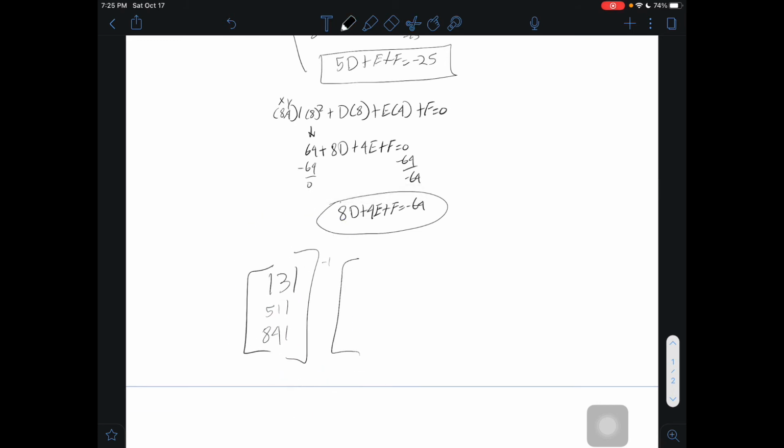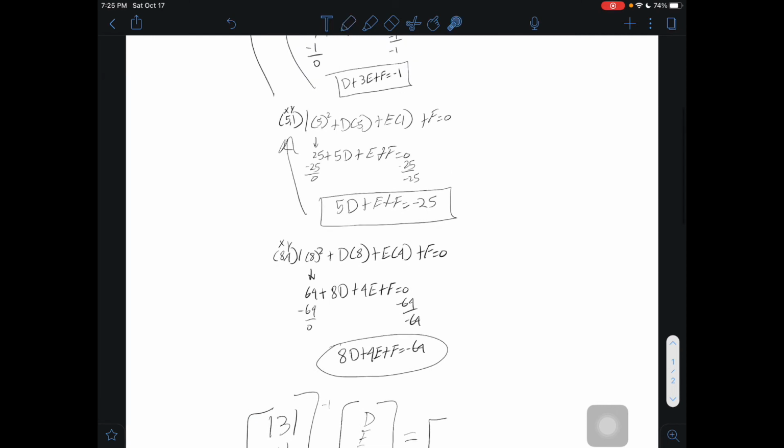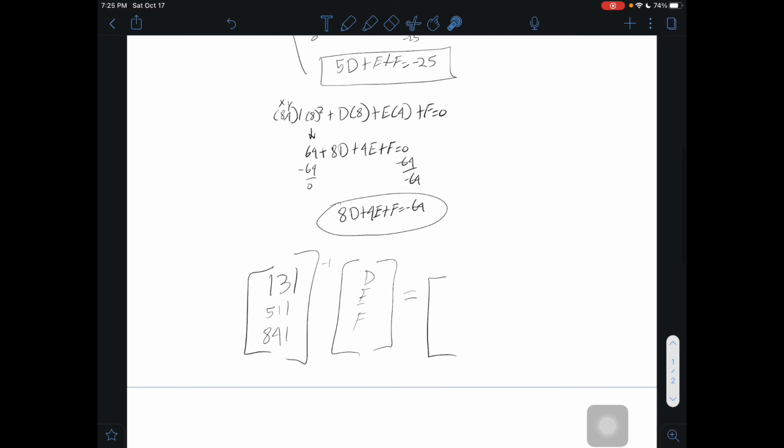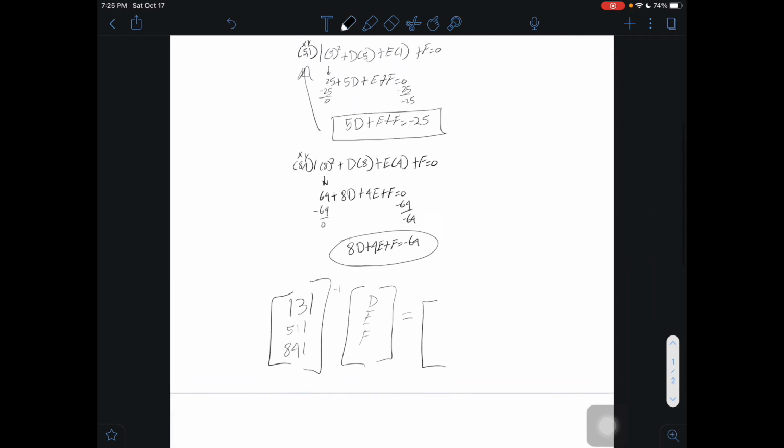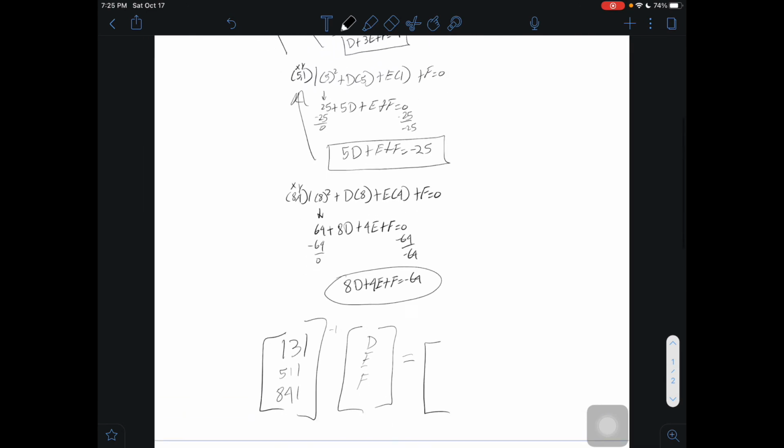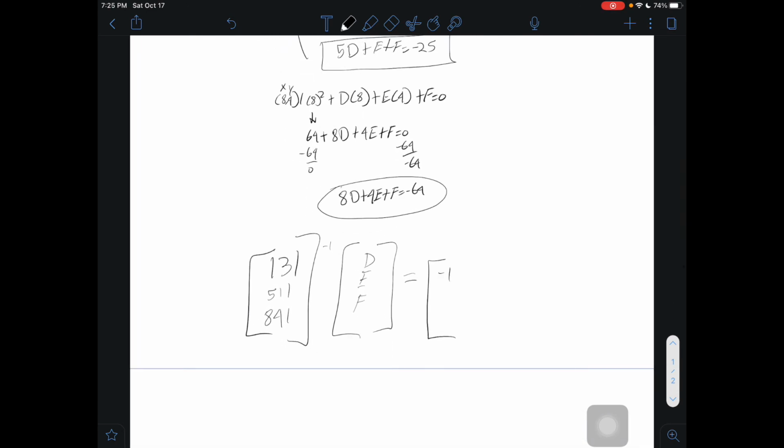And then you're going to be multiplying that by D, E, and F, which are the variables you're going to be solving for, which is going to be equal to our solutions. In this case, our solutions are -1, -25, -64. If you can remember, those are the constants we subtracted over to our right side. So again, it's going to be -1, -25, and -64.